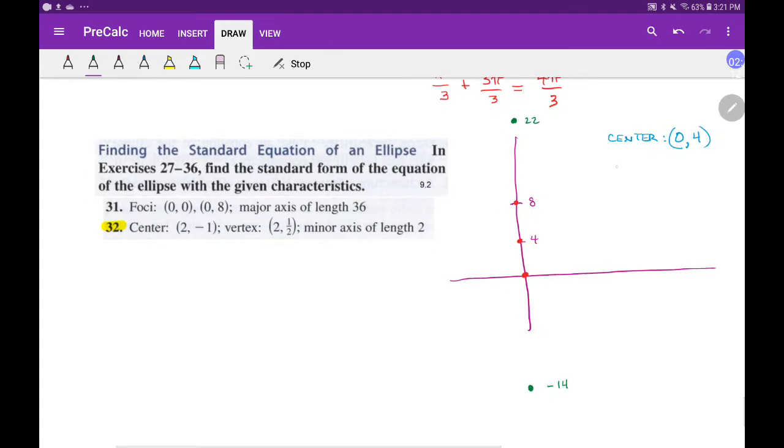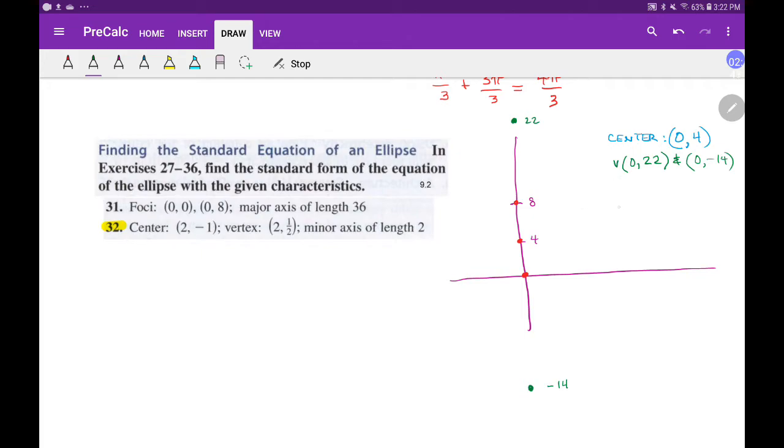And so we see that our vertices, although I know they didn't ask us for this stuff, but here we're thinking about it anyway, are 0, 22 and 0, negative 14. And of course we already know the foci. They gave us the foci. And now we just need to know b. How far out does b go?